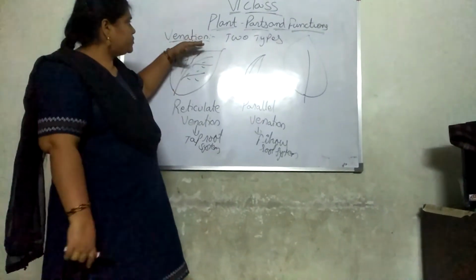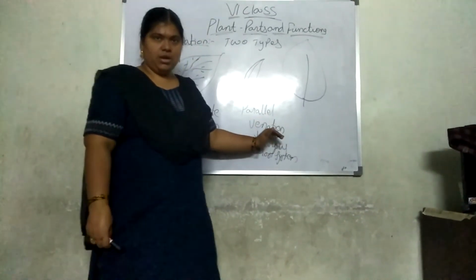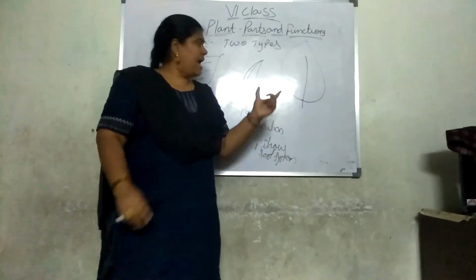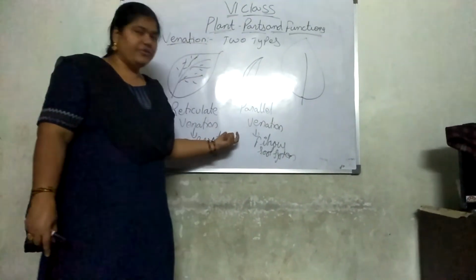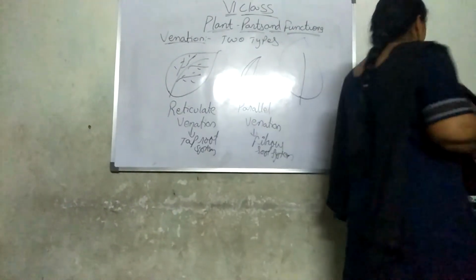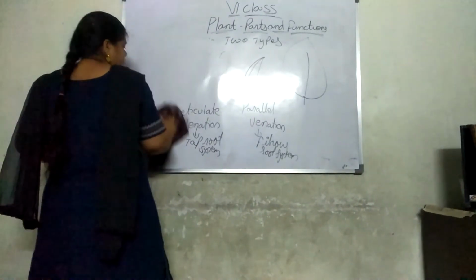So how many types of venations? Two. Reticulate venation, parallel venation. Okay? In reticulate venation, how will the leaf be? The leaf will be broad, and in parallel venation, the leaf will be narrow. Now let us draw a table for reticulate venation and parallel venation.